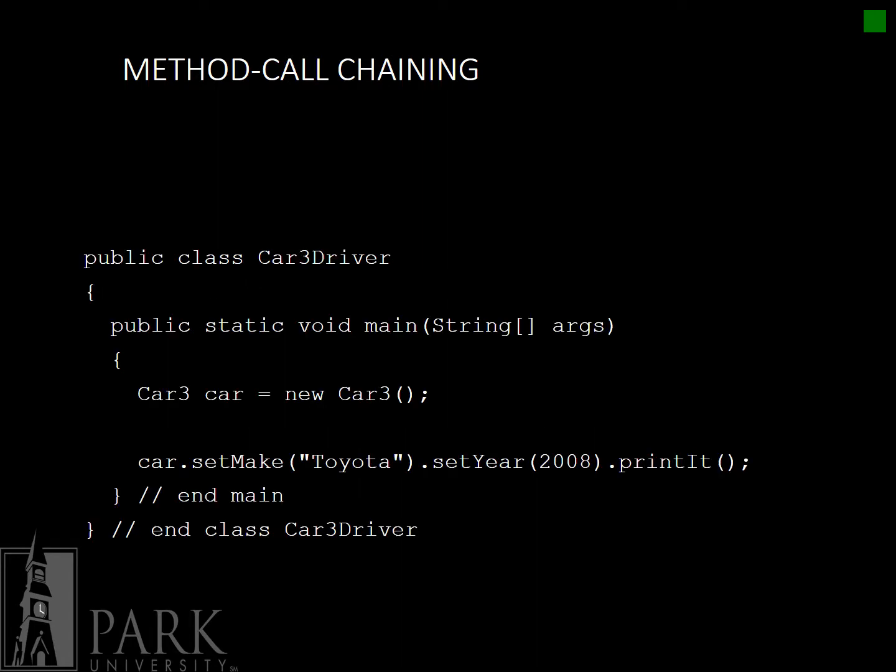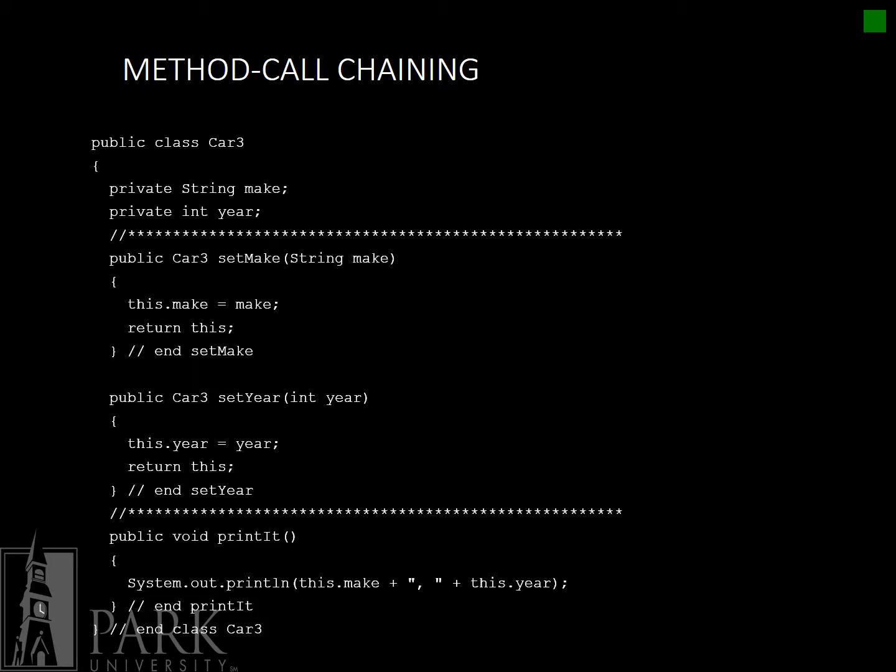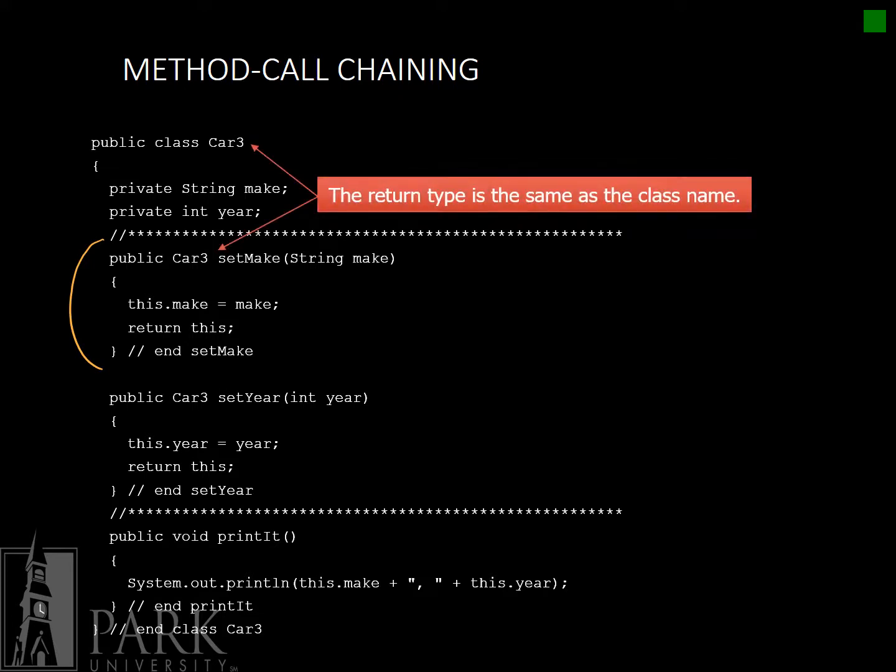In this example, you can see the method call chain here, right? But how do we create methods to do it? It's not actually as difficult as you might think. In this code here, you can see that we have a method called setMake, right? So setMake is right here. And its return type is the same as the class that it belongs to. So if I build, you can see here that the class it belongs to is car3, and you can see here that its return type is car3.